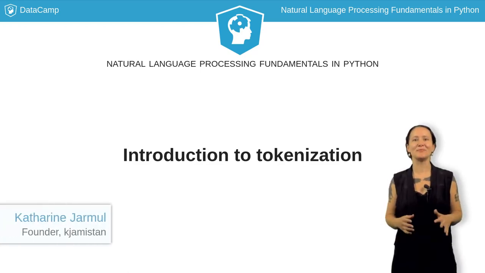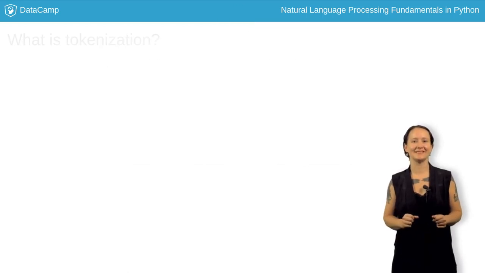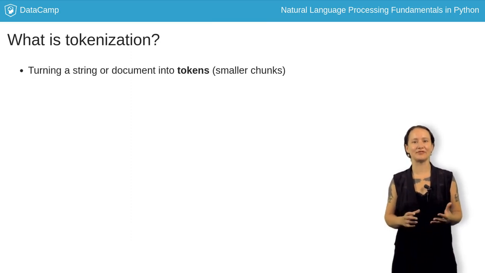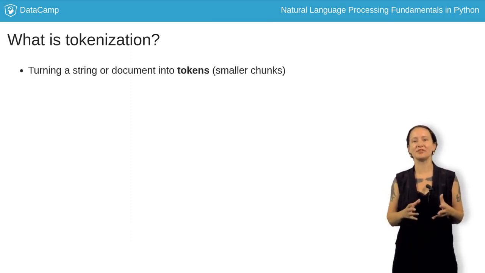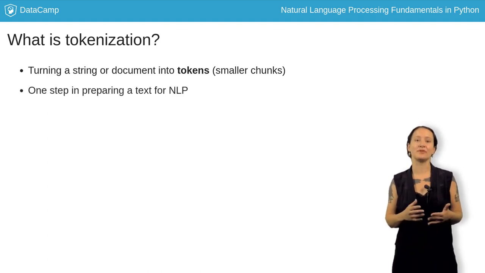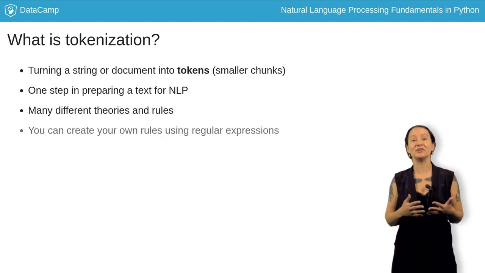In this video, we'll learn more about string tokenization. Tokenization is the process of transforming a string or document into smaller chunks, which we call tokens. This is usually one step in the process of preparing a text for natural language processing. There are many different theories and rules regarding tokenization, and you can create your own tokenization rules using regular expressions.